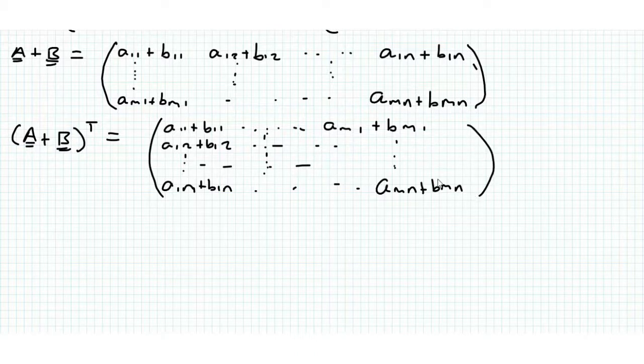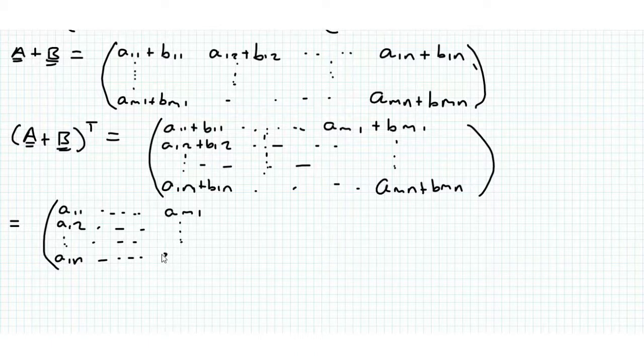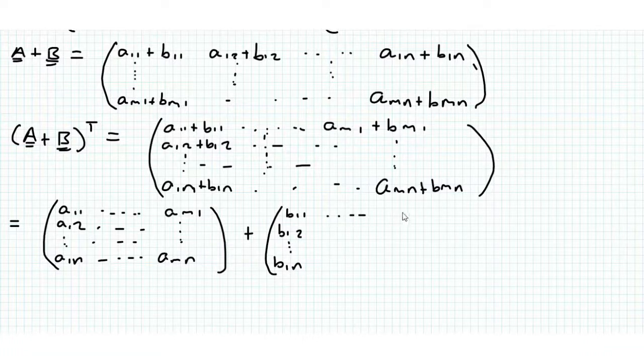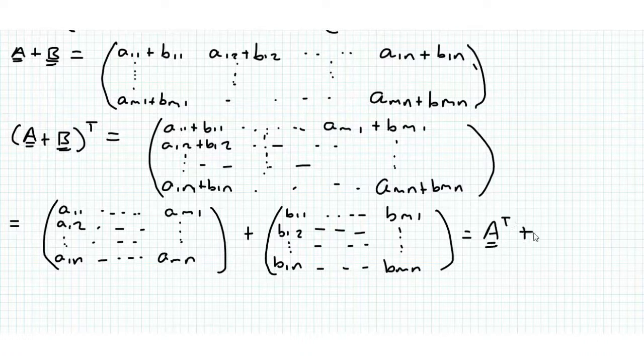But now this is equal to A11, A12, way down to A1n, Am1, Amn, all of that matrix, added to B11, B12, B1n, filling in all these elements until Bm1 down to Bmn, and that's equal to A transpose plus B transpose.